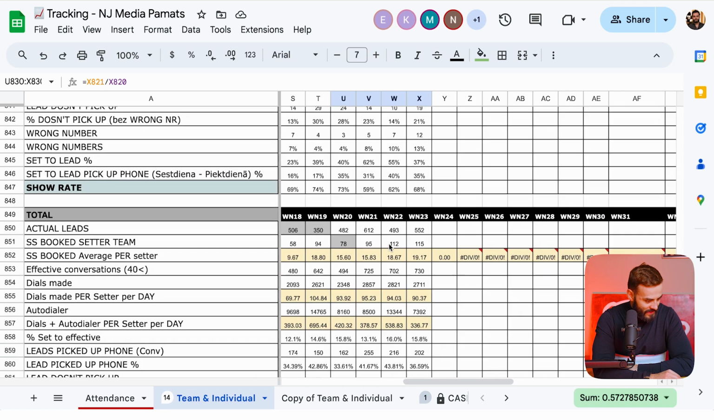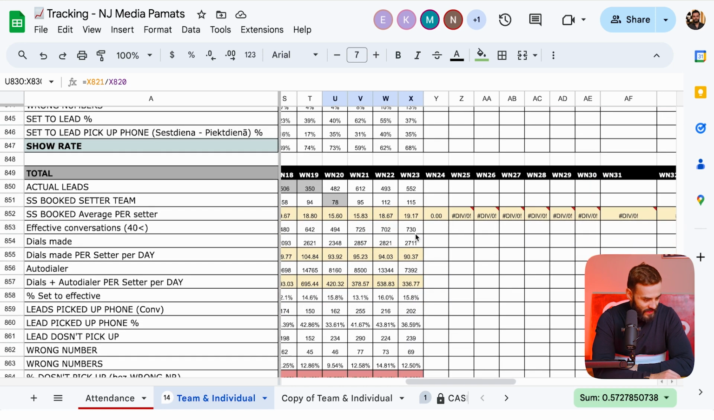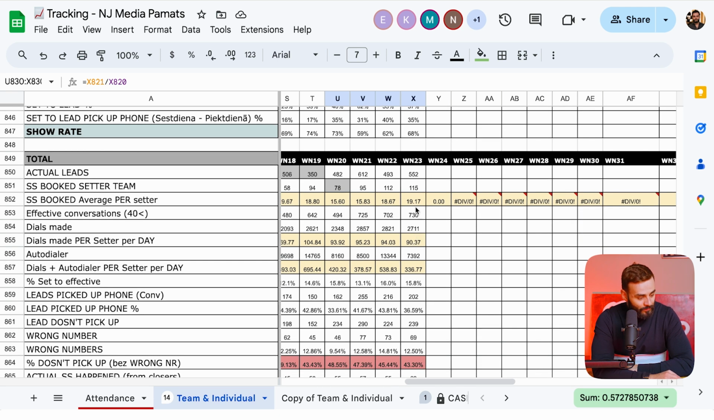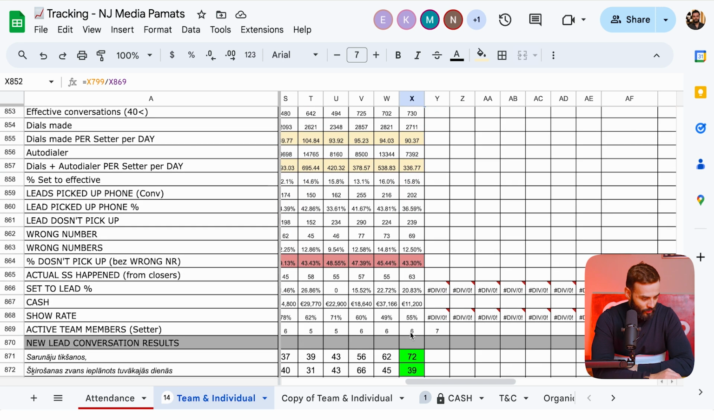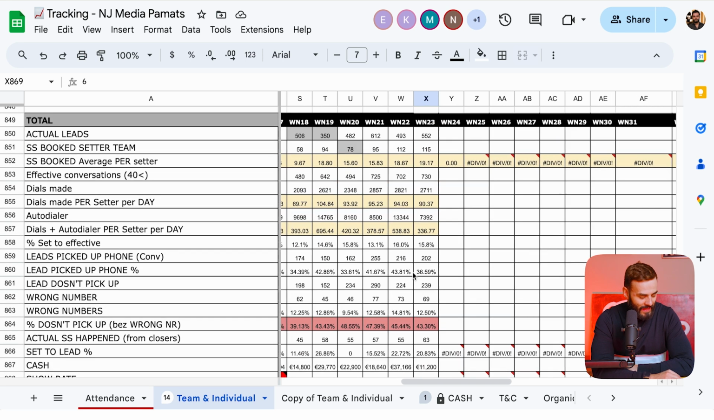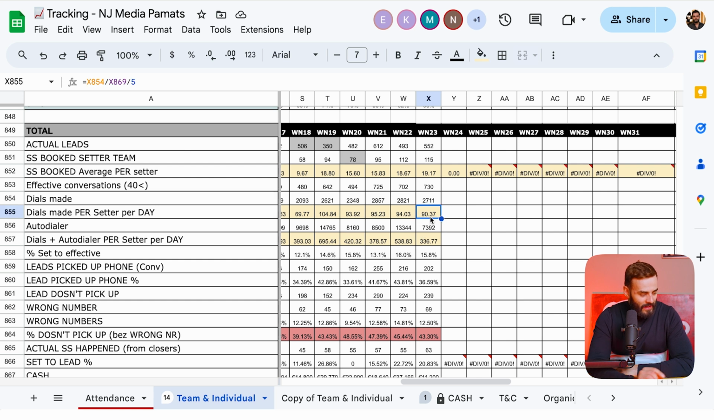And then an interesting statistic I have, which is the total statistics. I don't divide it because I also advertise in the Latvian market, so I have it English and Latvian. So this is interesting. Last week, our average one setter booked 19 calls. Last week, active working setters were like 6 people. And then interesting, manual dials made per setter was 90.